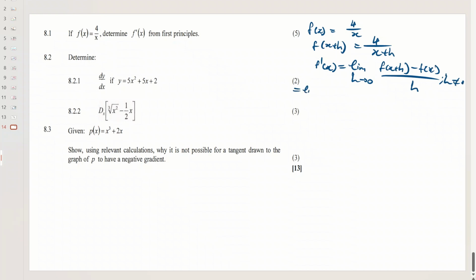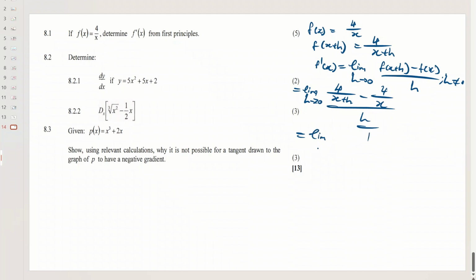So now we just have to make the substitution. This is the limit as h approaches 0. Your f at x plus h is 4 all over x plus h minus the original function 4 all over x, then everything divided by h. You have the invisible 1 there. So your h is at the numerator, your 1 is at the denominator. So now it means your 1 becomes the denominator, h becomes the denominator, the 1 becomes the numerator.